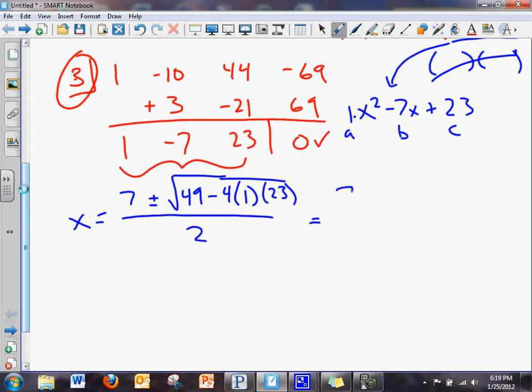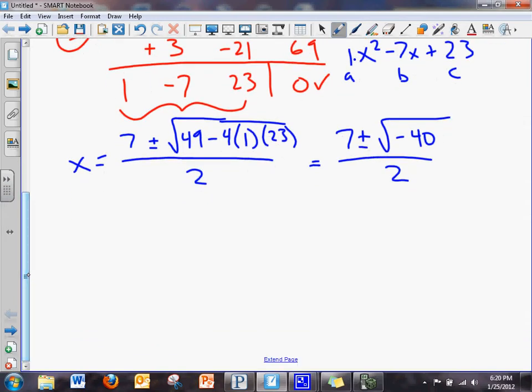All right, what do we get there? 7 plus or minus the square root of 49 minus 92, that's negative 43... let me double check that real quick. 49 minus 92, negative 43, over 2. I expected to get a negative sign. That means my results are going to be imaginary. Expected that, okay? So let's first take care of that negative sign by bringing it out front as an i. That's cool.